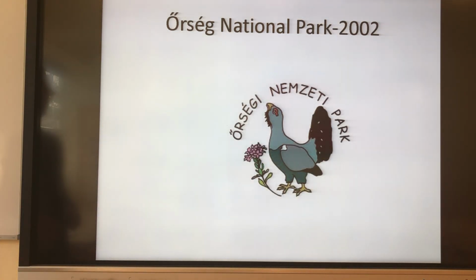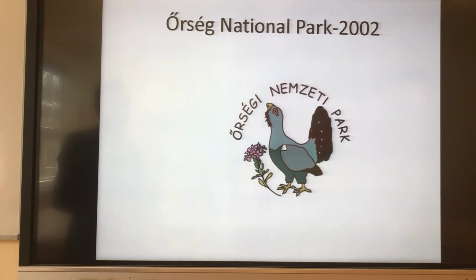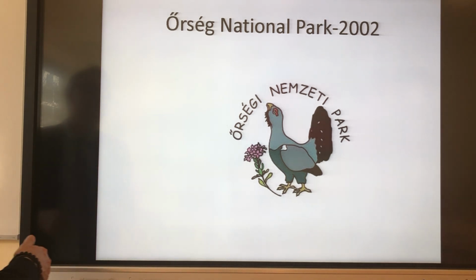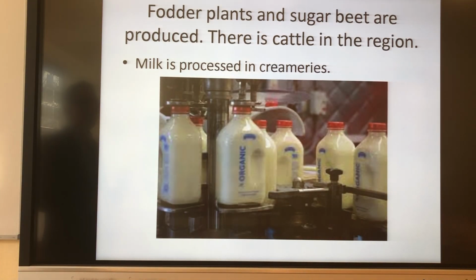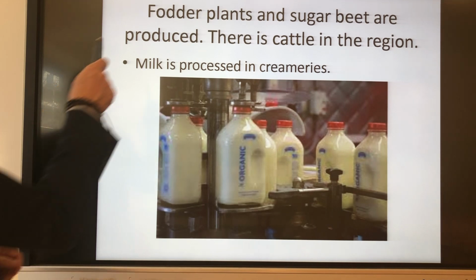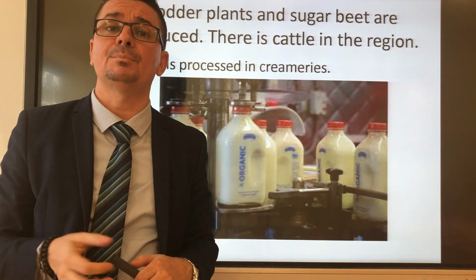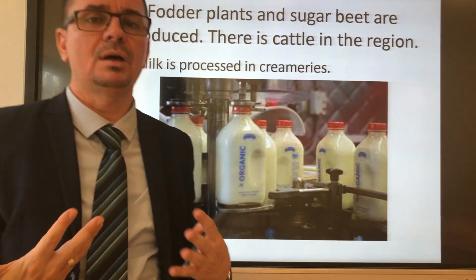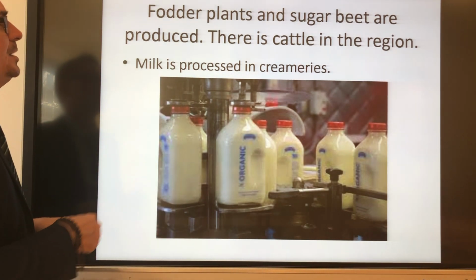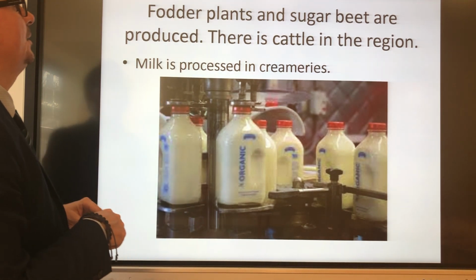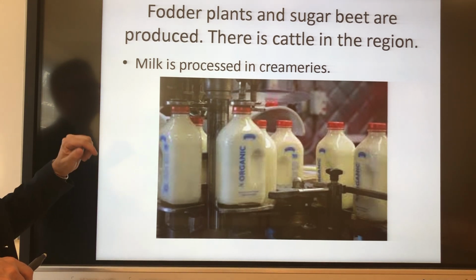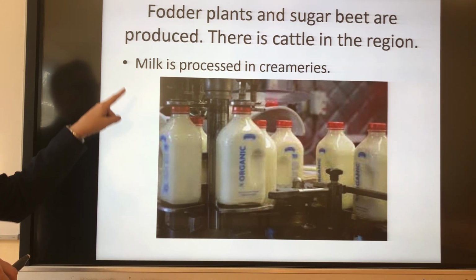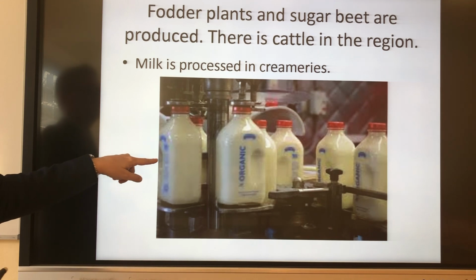And we also have a national park here. It was established in 2002, so it's relatively young. And because the area is so rainy, there are quite a lot of fodder plants in the region. Takarmánynövények. You know, these are green plants, so cows can eat them. And sugar beet is the other one. These are all grown in the region, and there's cattle which can eat all this. Milk is processed in creameries after that.